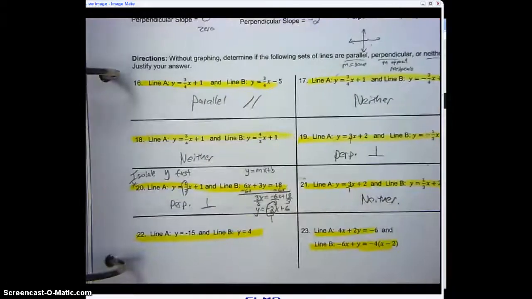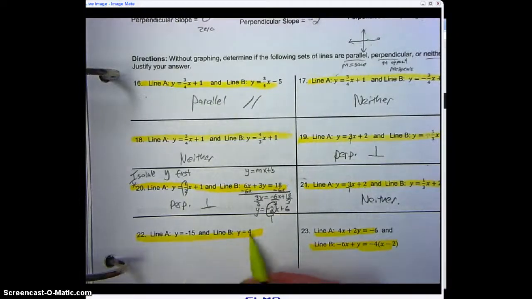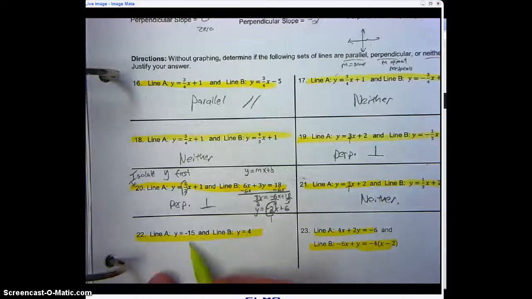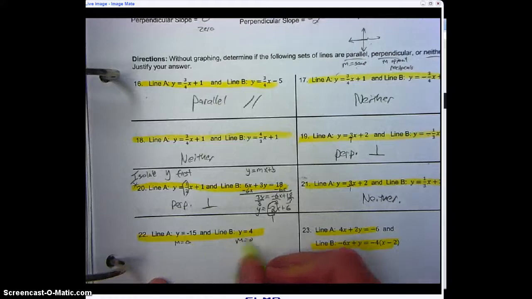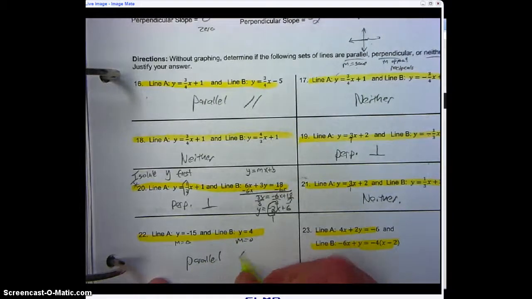Number 22. So let's see. They're missing an x. They're both missing an x, guys. If they're missing an x, the slope of this is 0. And this one's missing an x. The slope of this is 0. So these are parallel. They're both horizontal lines.